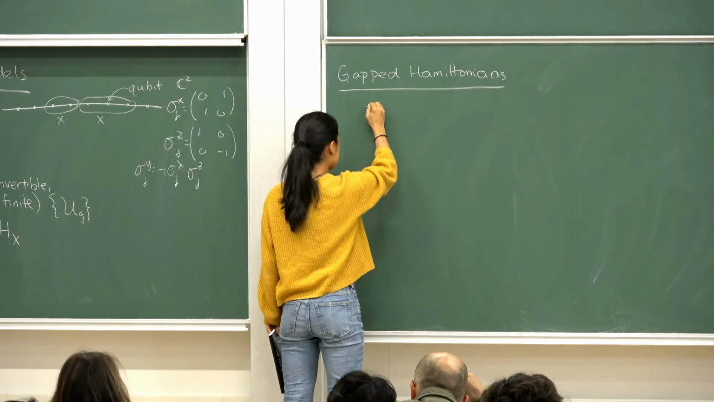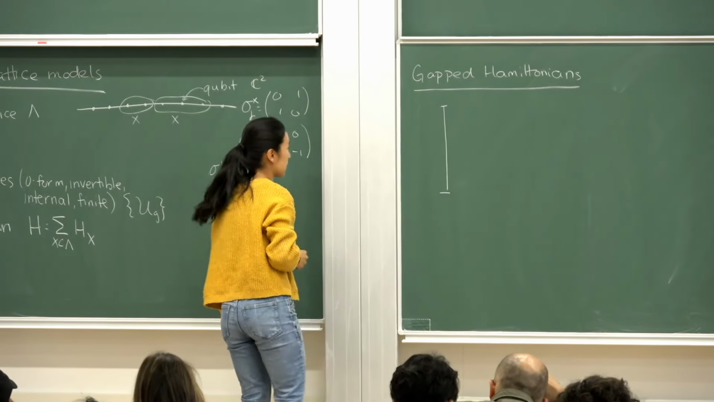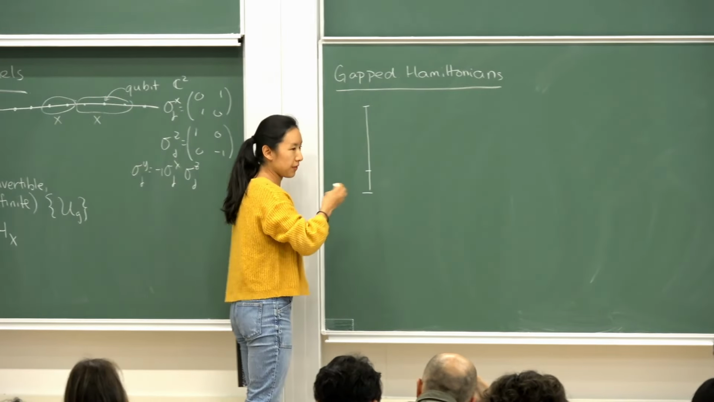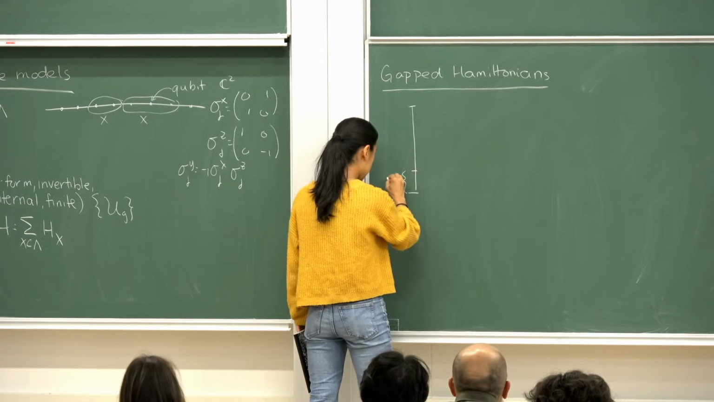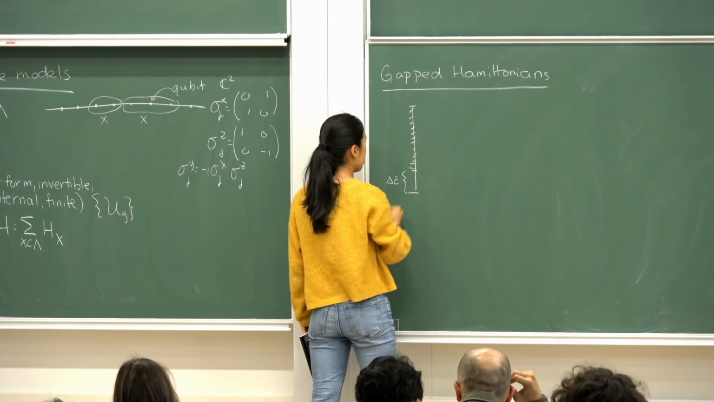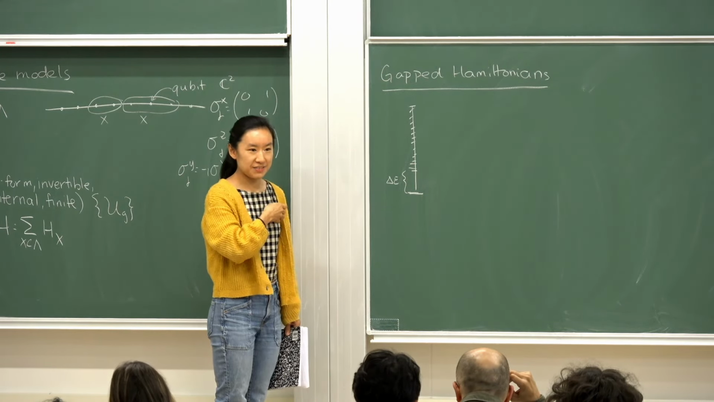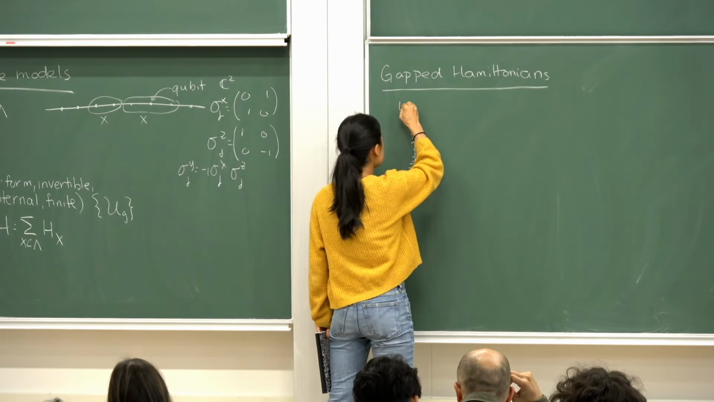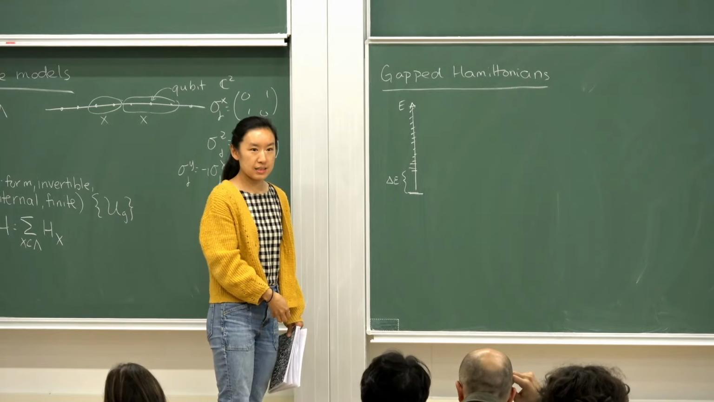So what this means is that this is a big operator, a big matrix. I can diagonalize it. And what you want is a family of Hamiltonians such that in the thermodynamic limit, there is an energy gap to the rest of the eigenvalues. And there's a ground state subspace that hosts a finite number of states. So this is energy.